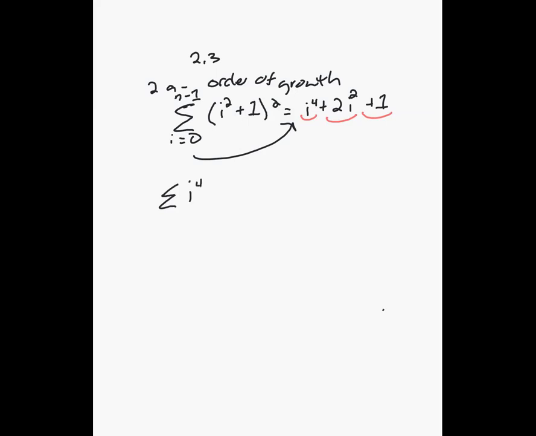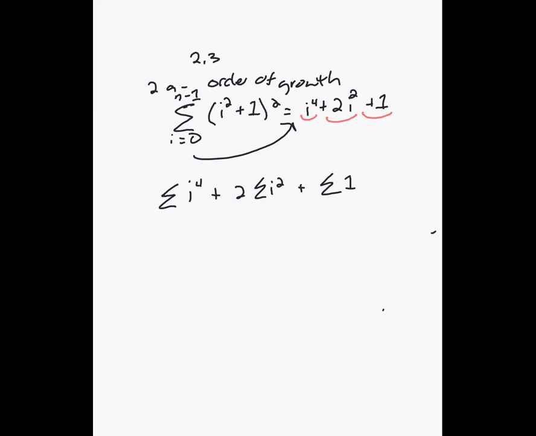Okay, plus, and the 2 is going to be a constant. It's not going to be added to anything. It's going to be multiplied by the sum. So I can do a 2 times the summation of i squared, plus the summation of the 1. Again, all of these are from i equals 0 to n minus 1.